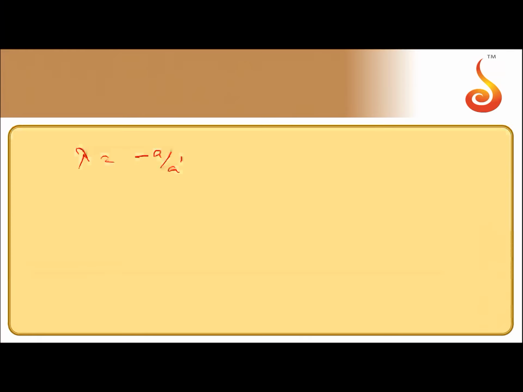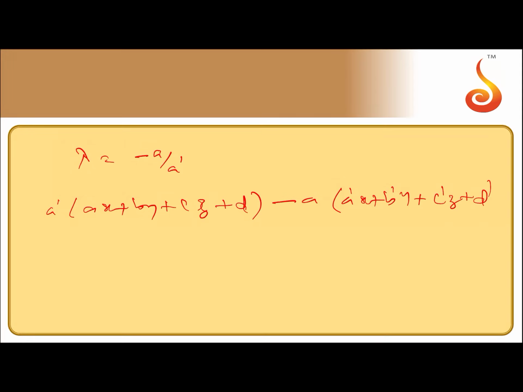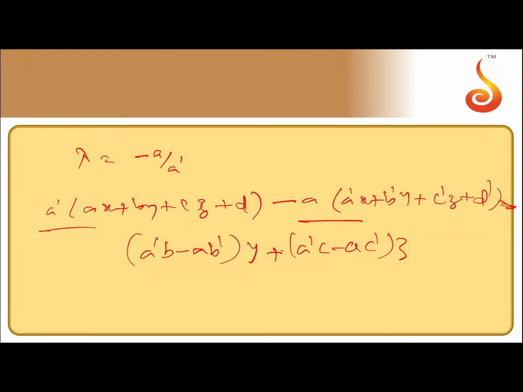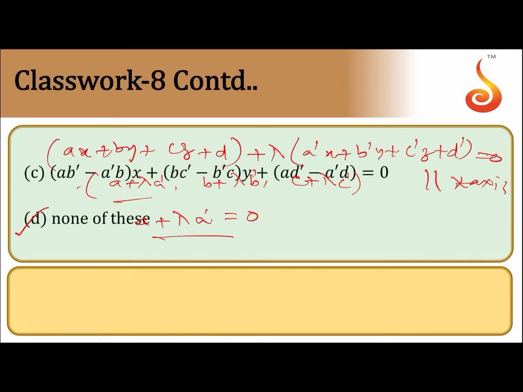When I substitute in the plane equation minus A by A dash, I will be getting A dash into AX plus BY plus CZ plus D minus A multiplied by A dash X plus B dash Y plus C dash Z plus D dash is equal to 0. And therefore this value gets cancelled. A dash B minus A B dash multiplied by Y plus A dash C minus A C dash multiplied by Z plus A D dash minus A dash D is equal to 0.